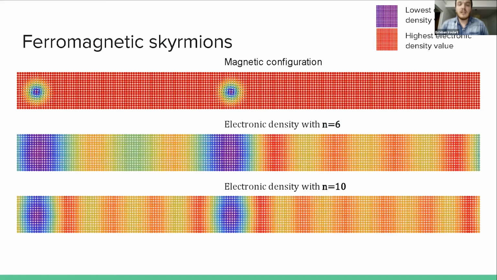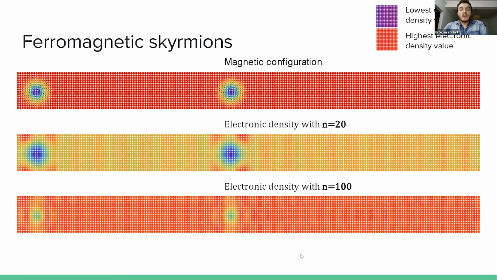If we go to higher fillings, we see even more electronic modes, but we notice that the skyrmion structure begins to be lost and ends up being lost, for example, at 100 electrons, where we see that the electronic density is almost a continuous one. And that's okay, because we know that the ferromagnetic skyrmion configuration is a smooth one. So the results were in agreement with that.